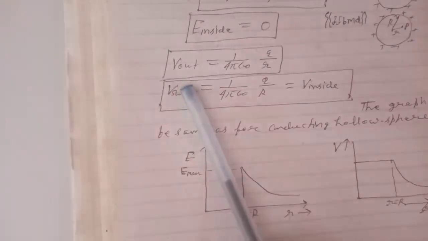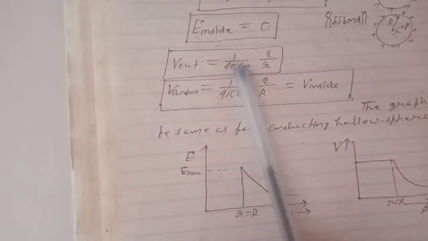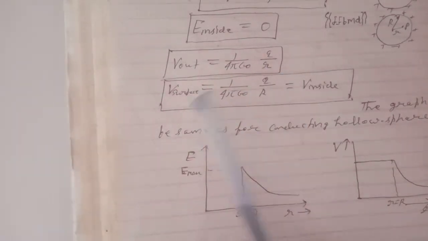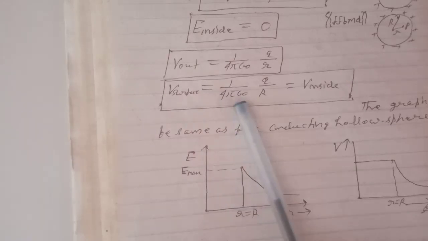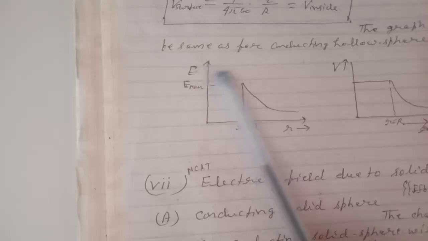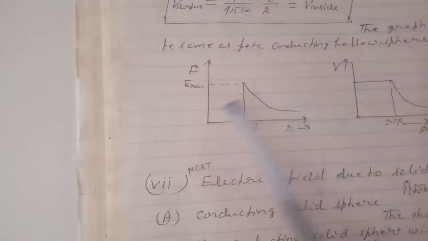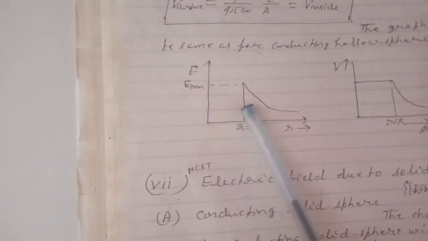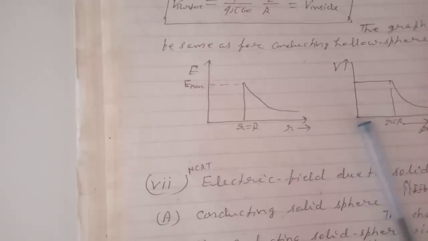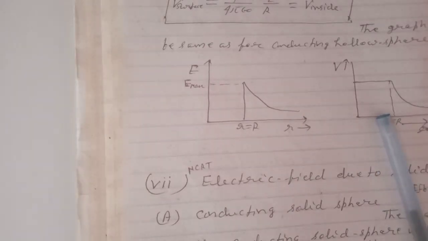And now the potential outside will be 1 by 4 pi epsilon naught q by r, and V surface equals 1 by 4 pi epsilon naught q by R, equal to V inside. The graph will be the same as for the conducting hollow sphere. This is the graph for electric field and this is the graph for potential.